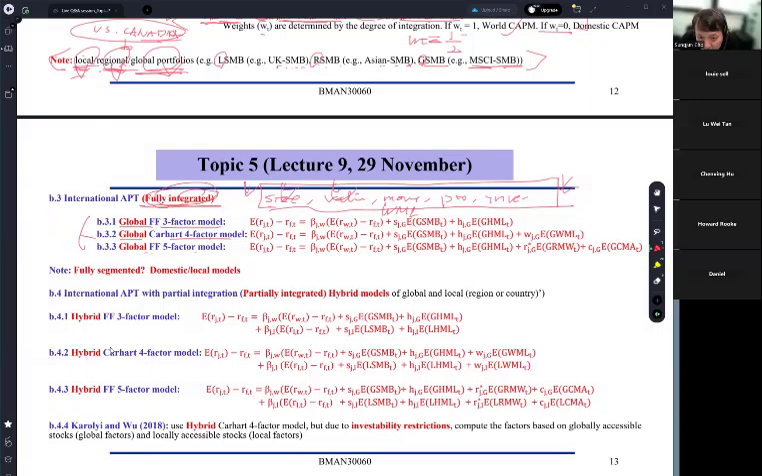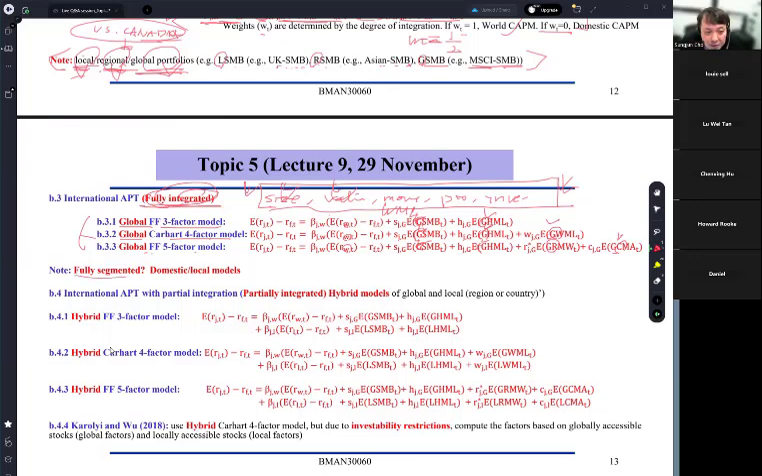What is different? When we compute the factors, market portfolio, SMB, HML, winner minus loser, robust minus weak, conservative minus aggressive, we use G. What is the meaning of G? We use global stock. So in a fully integrated market, we use the global portfolio to compute each factor, the global model.